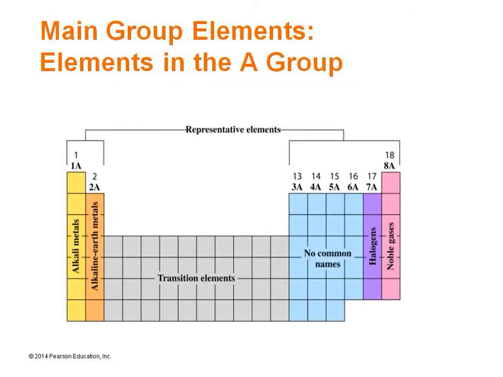Of the main group elements, and by main group, what we mean when we say main group are these representative elements, or these 1A, 3A, 4A, 5A, 6A, 7A, 8A elements. In other words, the elements in 1A through 8A. No B's allowed. Some of these groups have special names, and these groups with the special names have special properties. So we want to discuss the 4 colored groups here: alkali metals, alkaline earth metals, halogens, and noble gases.